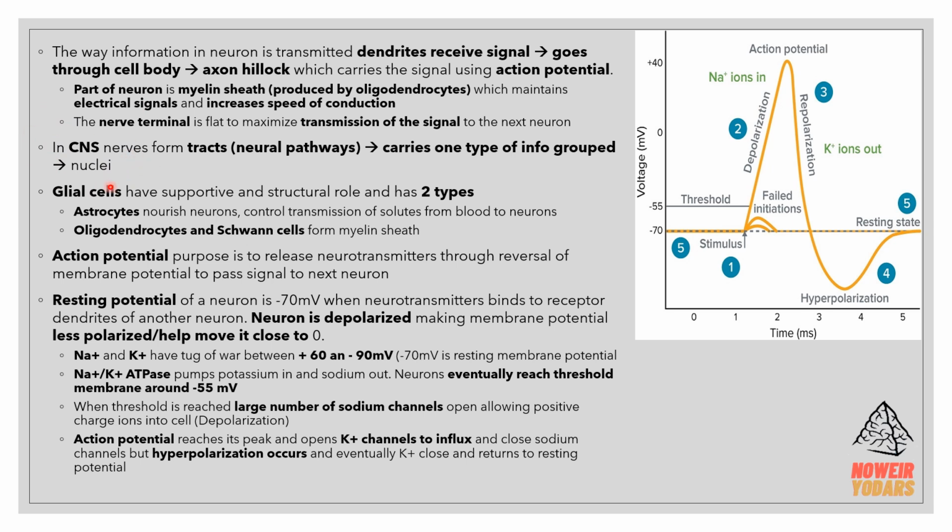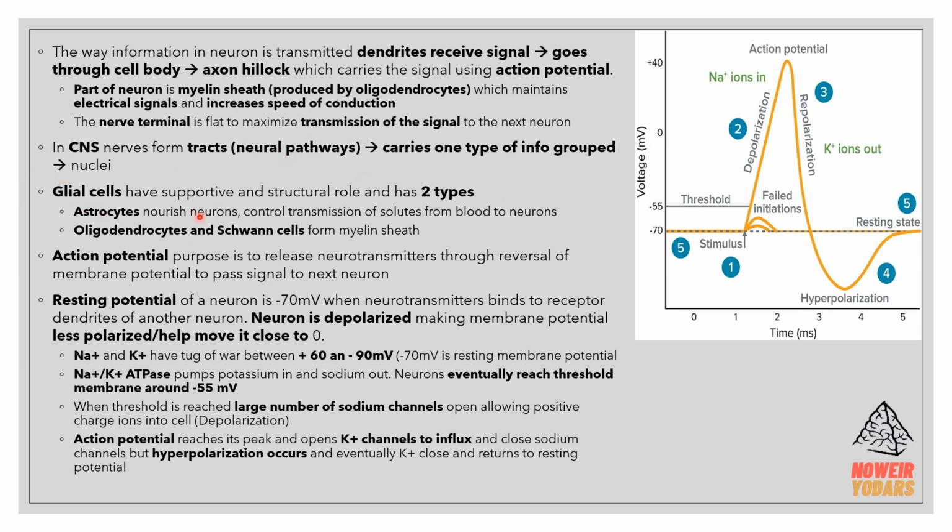So in the central nervous system, nerves form tracts, neural pathways, in which they carry only one type of information group, and then they carry them and send them to nuclei. So they form tracts, neural pathways, carry one type of info group, and then send them off to nuclei.